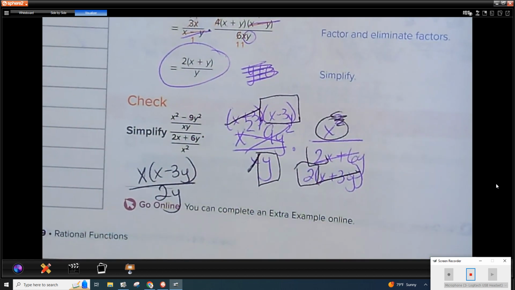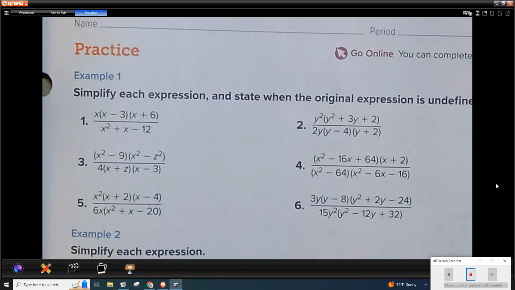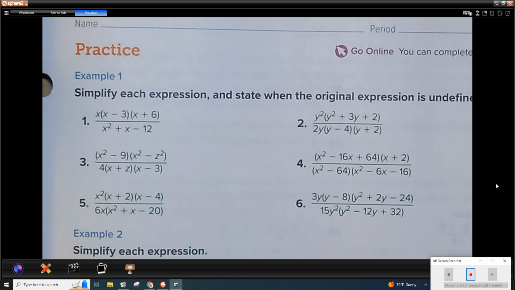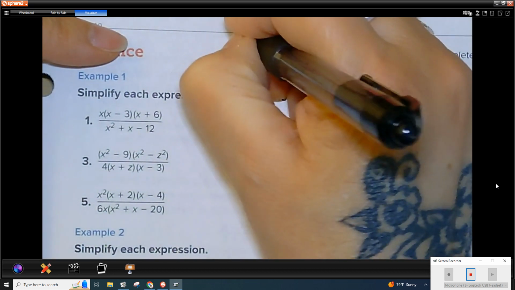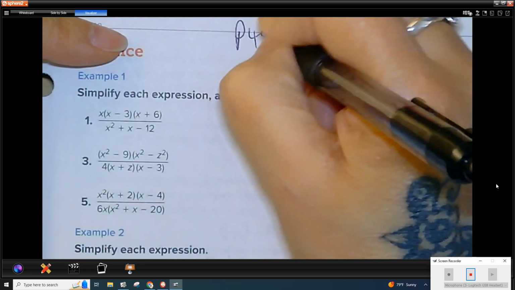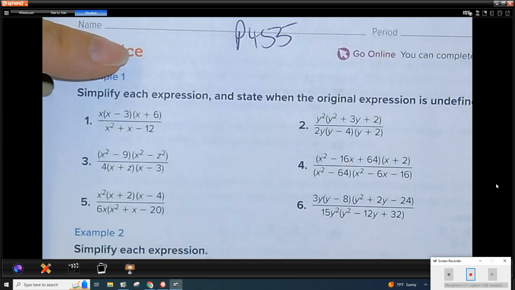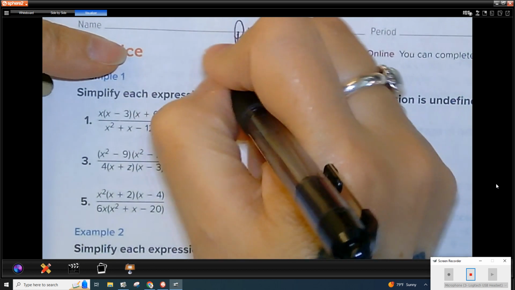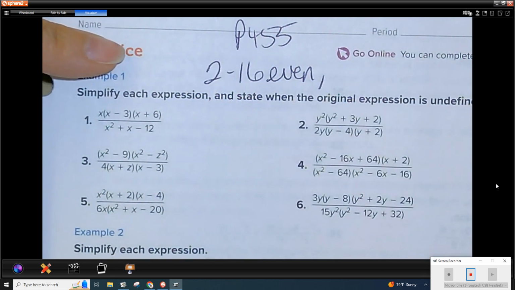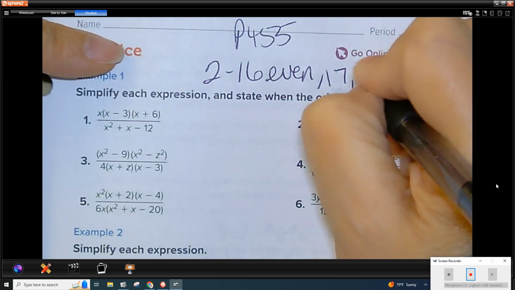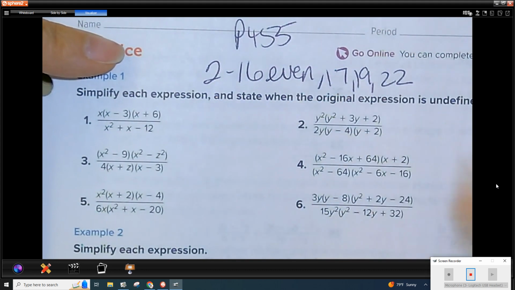Okay. That is it for 9-1. It has a lot in it because of the factoring, but just try these, do the best you can. We have 2 to 16 evens, and then 17, 19, and 22. All right, let me know if you have questions.